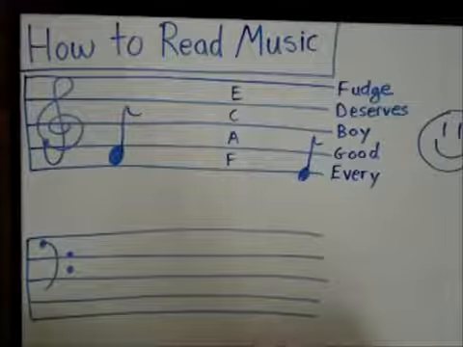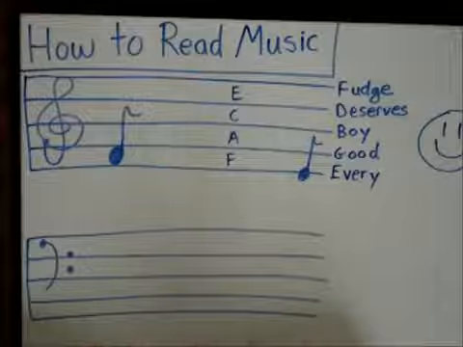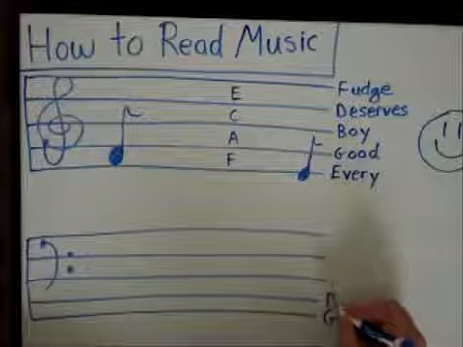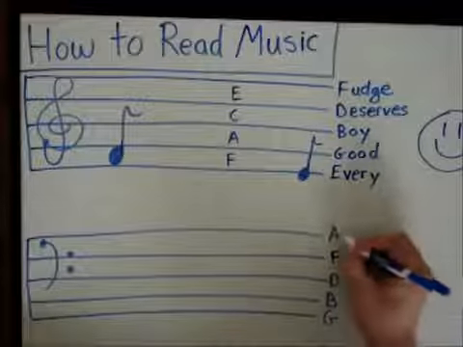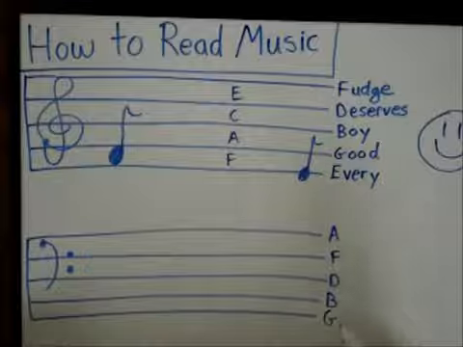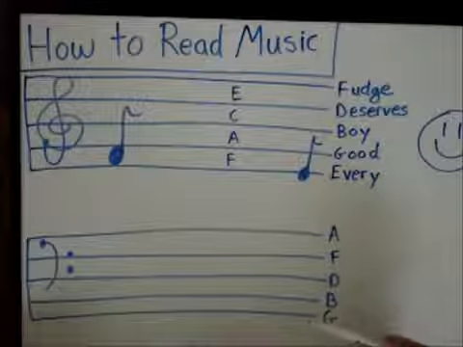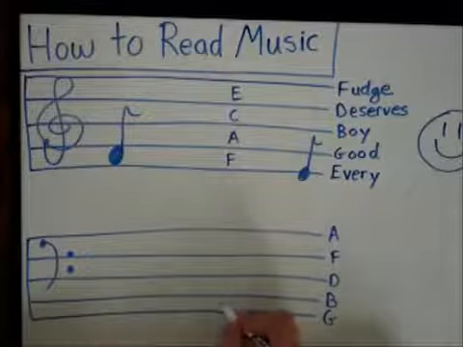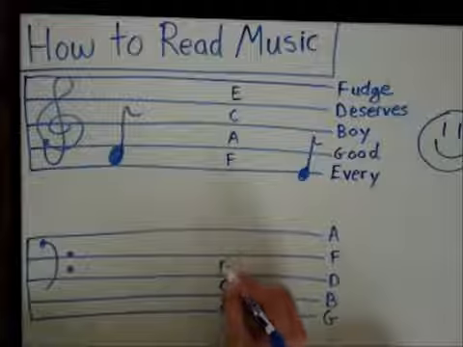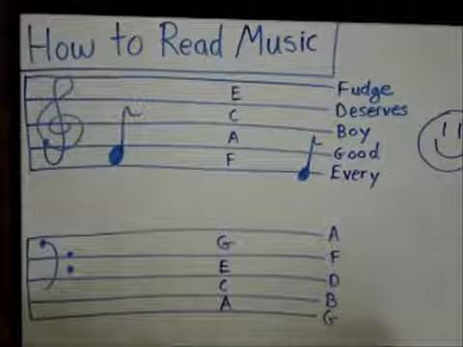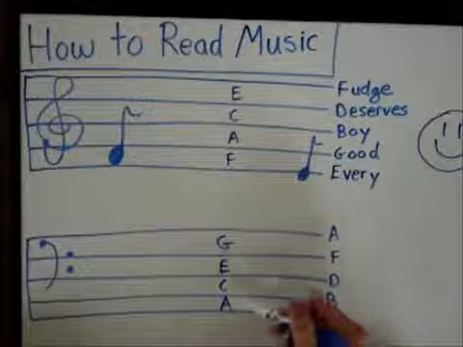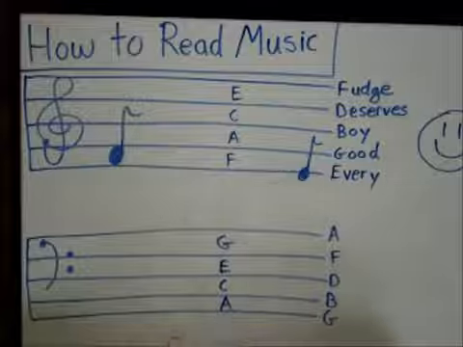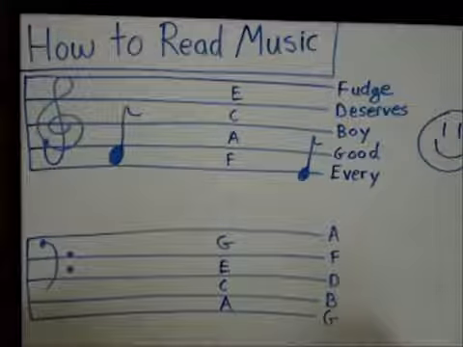For the bass clef, it's slightly different. The lines represent, the first line represents G, then B, D, F, A, and the spaces represent A, C, E, G. So again, if you see a note, you're just playing what these are representing.